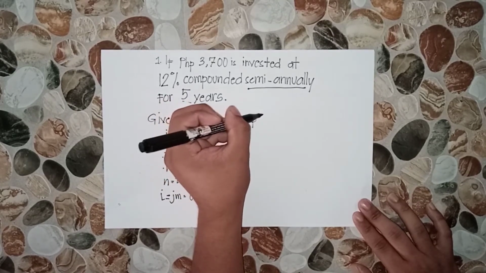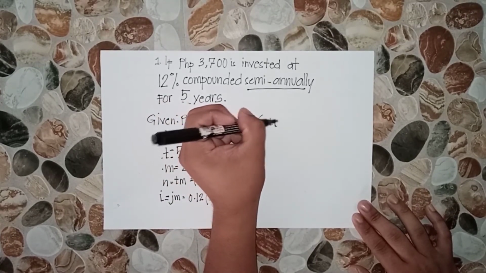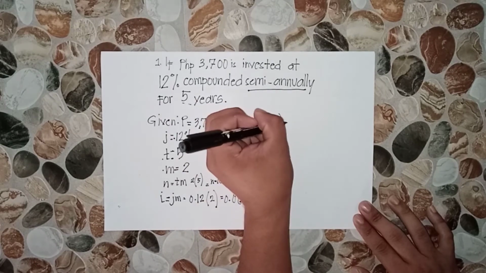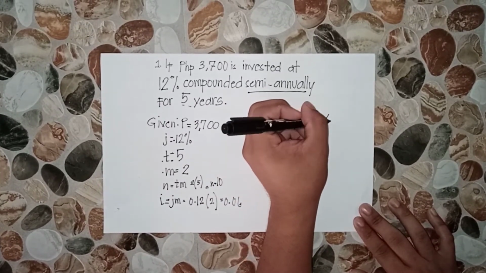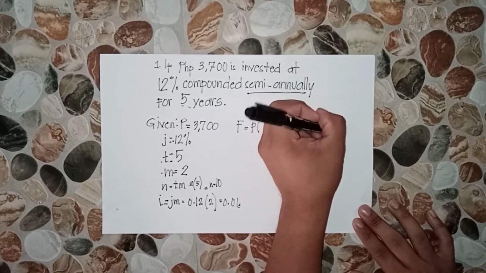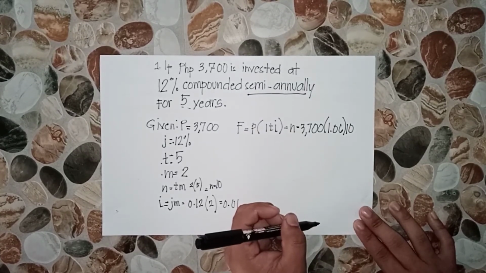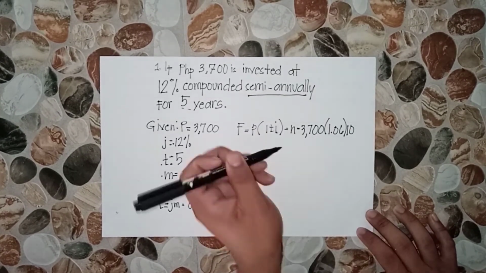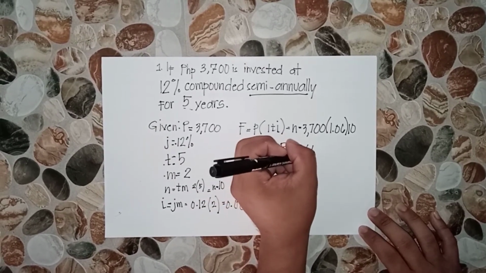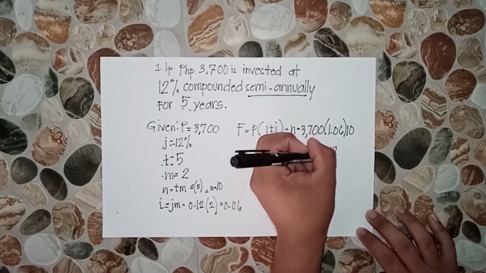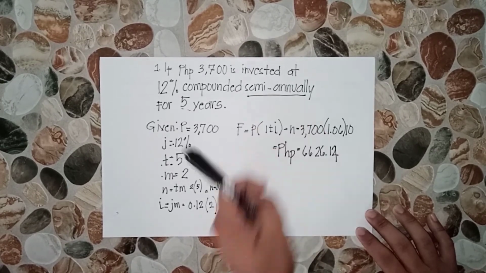Next we write our formula in finding the accumulated value of P at the end of the term, and we substitute the following terms. Next we are going to solve. The answer for this is 6,626.14.